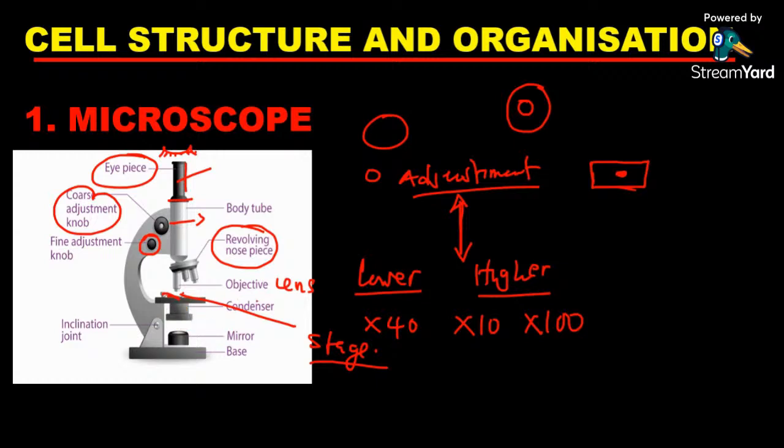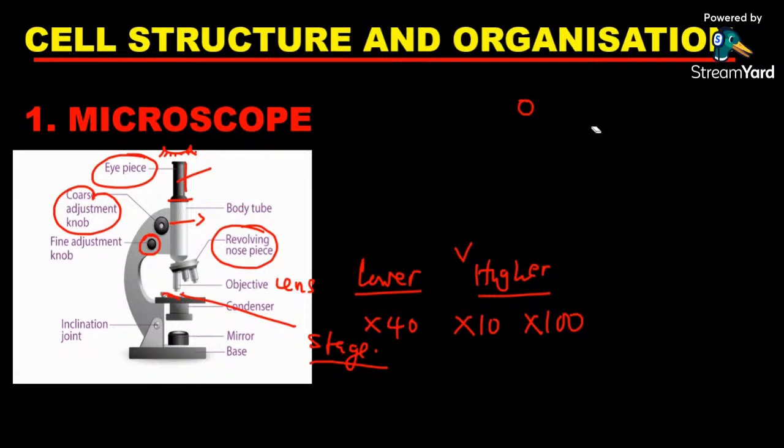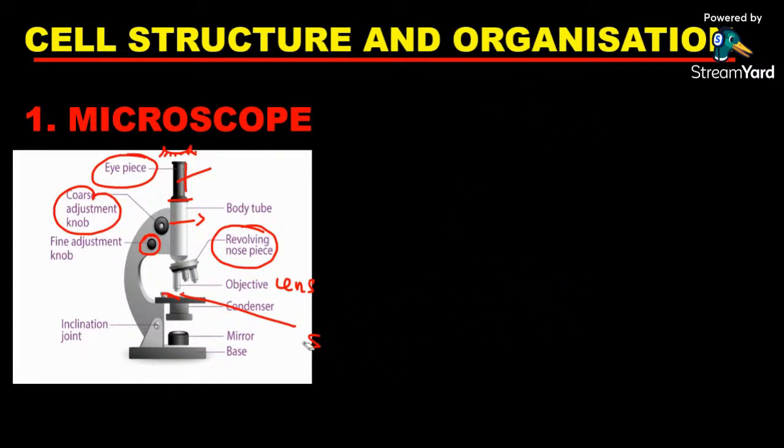What about the condenser? I forgot to mention that these microscopes come in different types. We have what we call the electric microscope, the one that uses electricity and has a light at the bottom here. It has a switch that you can turn on as you use the microscope. But also we have the one that uses natural light, which is from the sun.